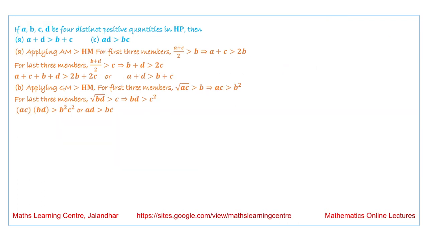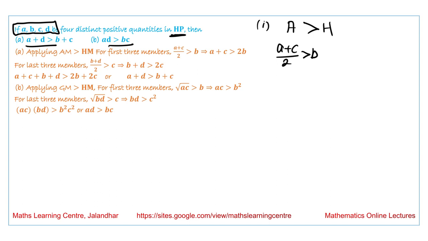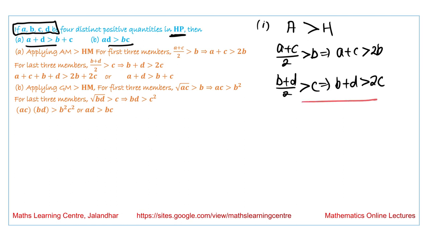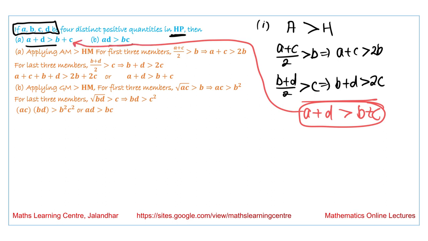Now the next question we have is, if A, B, C, D are 4 numbers which are in HP, we have to prove these 2 results. Again, for the first case, we are saying that the arithmetic mean is greater than the harmonic mean. So we get (A plus C) by 2 is greater than B. Second, we get (B plus D) by 2 is greater than C. This implies that A plus C is greater than 2B, and B plus D is greater than 2C. If we add both these equations, we obtain A plus D is greater than B plus C. So this is the first part we have proved.